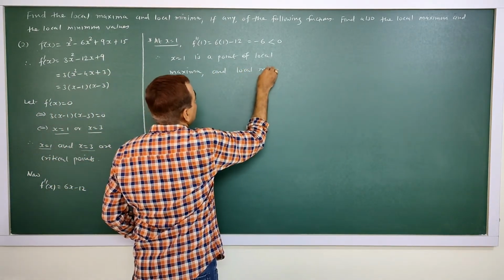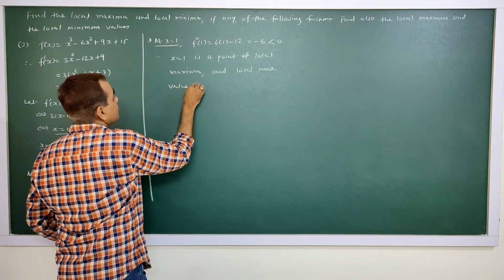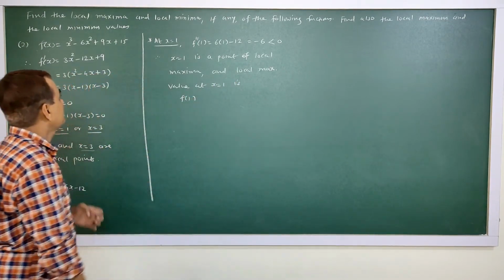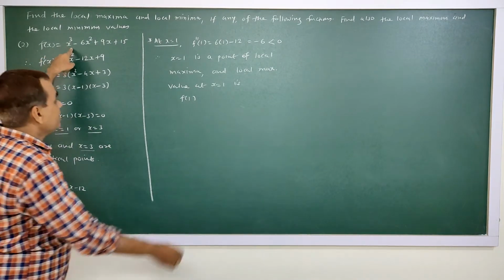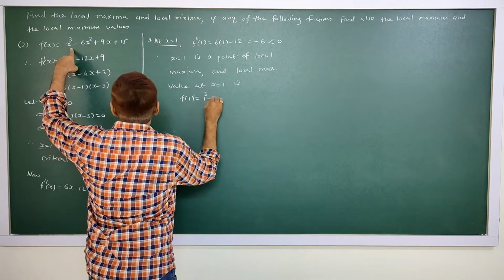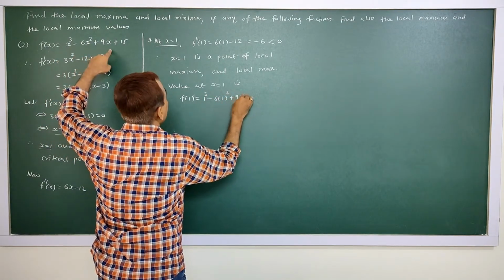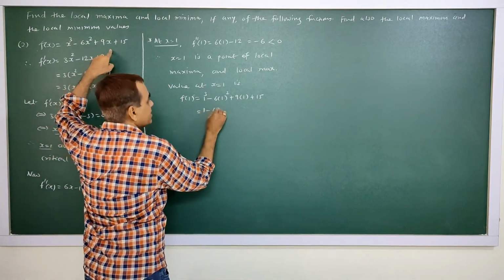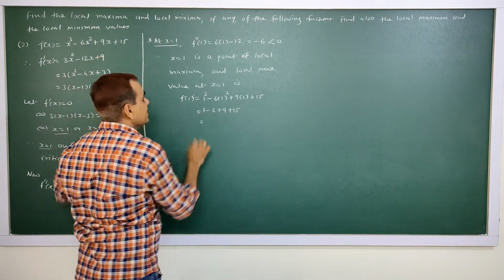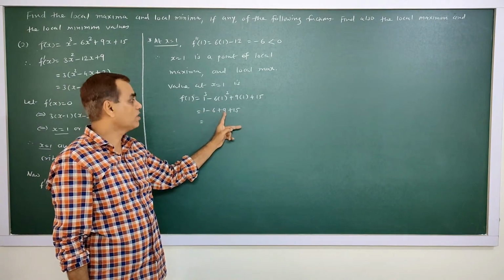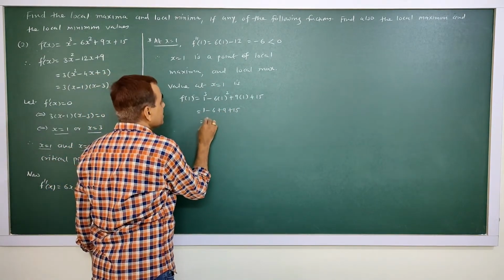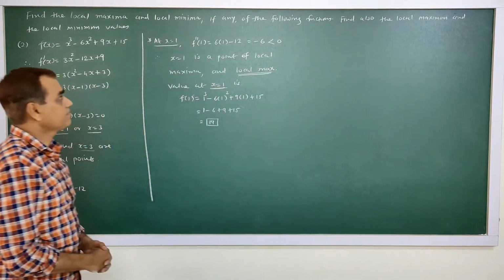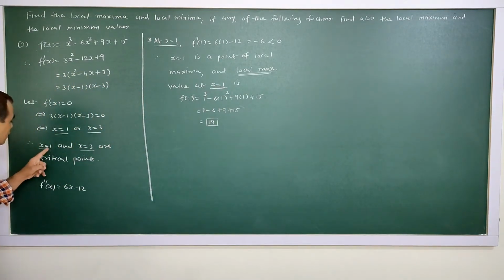The local maximum value at x equal to 1 is, put 1 in the function, f of 1. f of 1 is equal to 1 cube minus 6 into 1 square plus 9 into 1 plus 15. So it is 1 minus 6 plus 9 plus 15. 1 minus 6 is minus 5, minus 5 plus 9 is 4, 4 plus 15 is 19. So this is the local maximum value at x equal to 1. So discussion is over for x equal to 1.